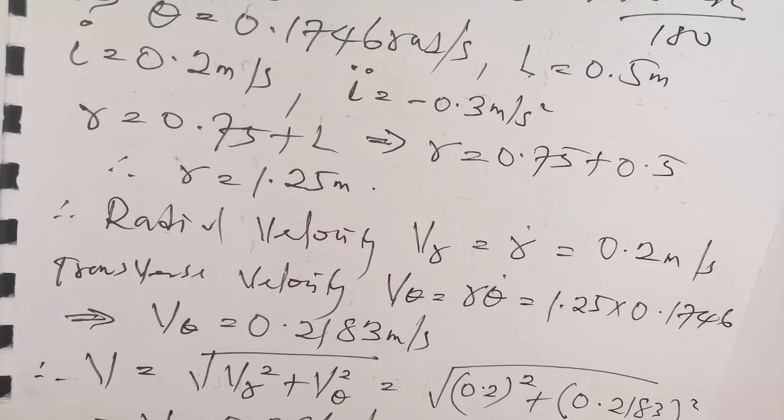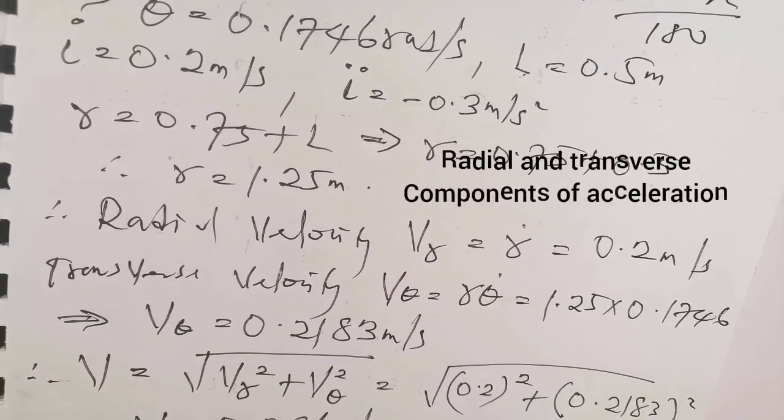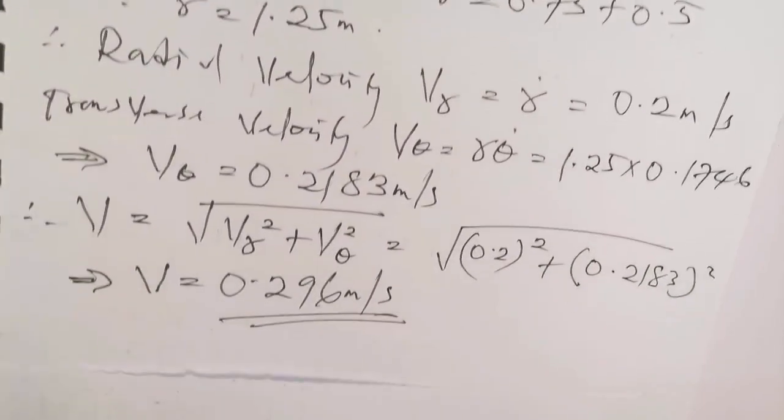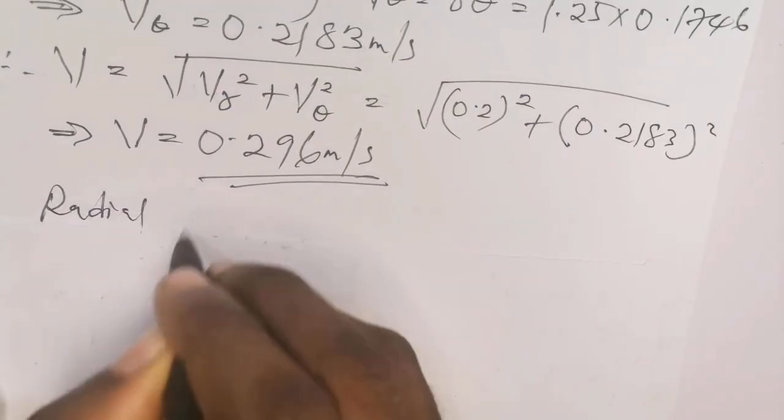The next part of that question says find the magnitude of the acceleration as well. So we need to find acceleration. Just like we did in the first case, we'll also find the radial acceleration and the transverse acceleration. Okay, so let's do it and see. Now we find radial acceleration.